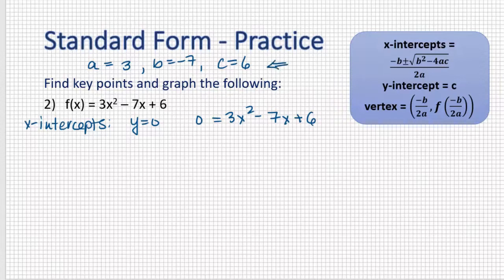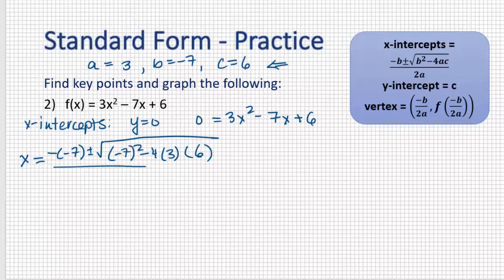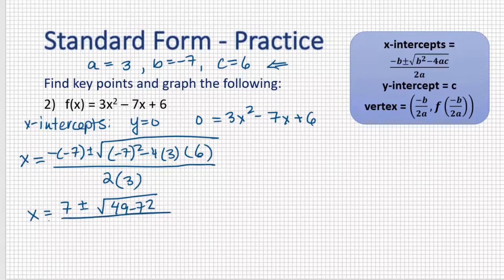And I've already written down the values of a, b, and c up here, so we can go ahead and plug those in. So x is equal to -7 plus or minus the square root of -7 squared minus 4 times a, or 4 times 3, times c, which has a value of 6, and all of that is divided by 2 times a, or 2 times 3. So x is equal to 7 plus or minus the square root of 49 minus 72, all divided by 6. So x is equal to 7 plus or minus the square root of -23 divided by 6.